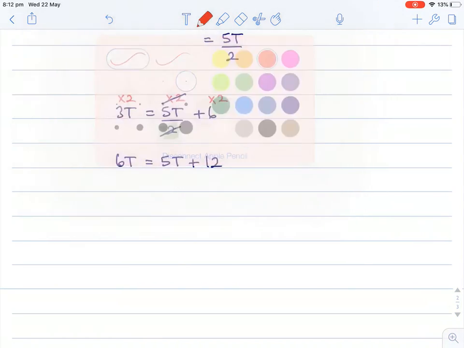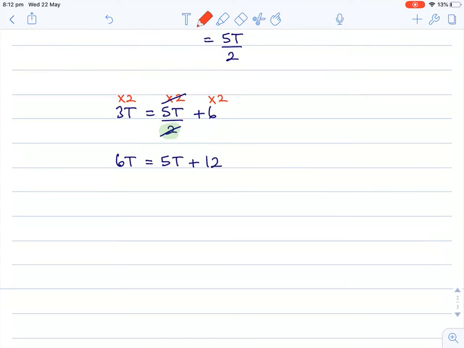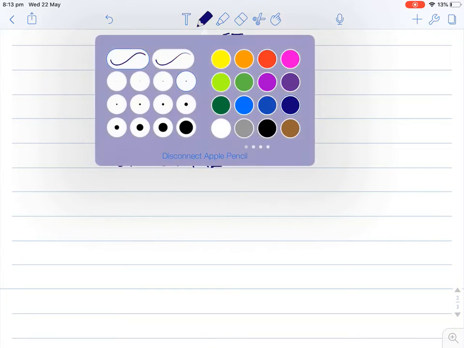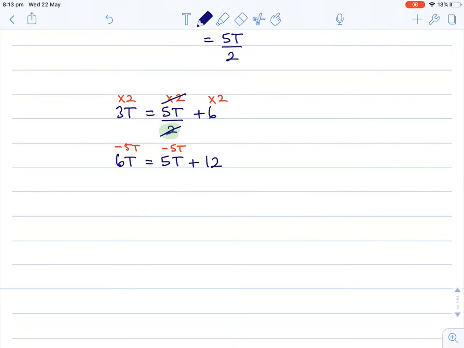Now I need to eliminate the 5T from this right-hand side, so I'm going to subtract 5T, and whatever I do to one side, I have to do to the other side, so subtract 5T from there as well. The 6T minus the 5T is just T. The 5T and the minus 5T on the right-hand side, they'll cancel, leaving me with just 12. So Tom, T, is 12 years old.